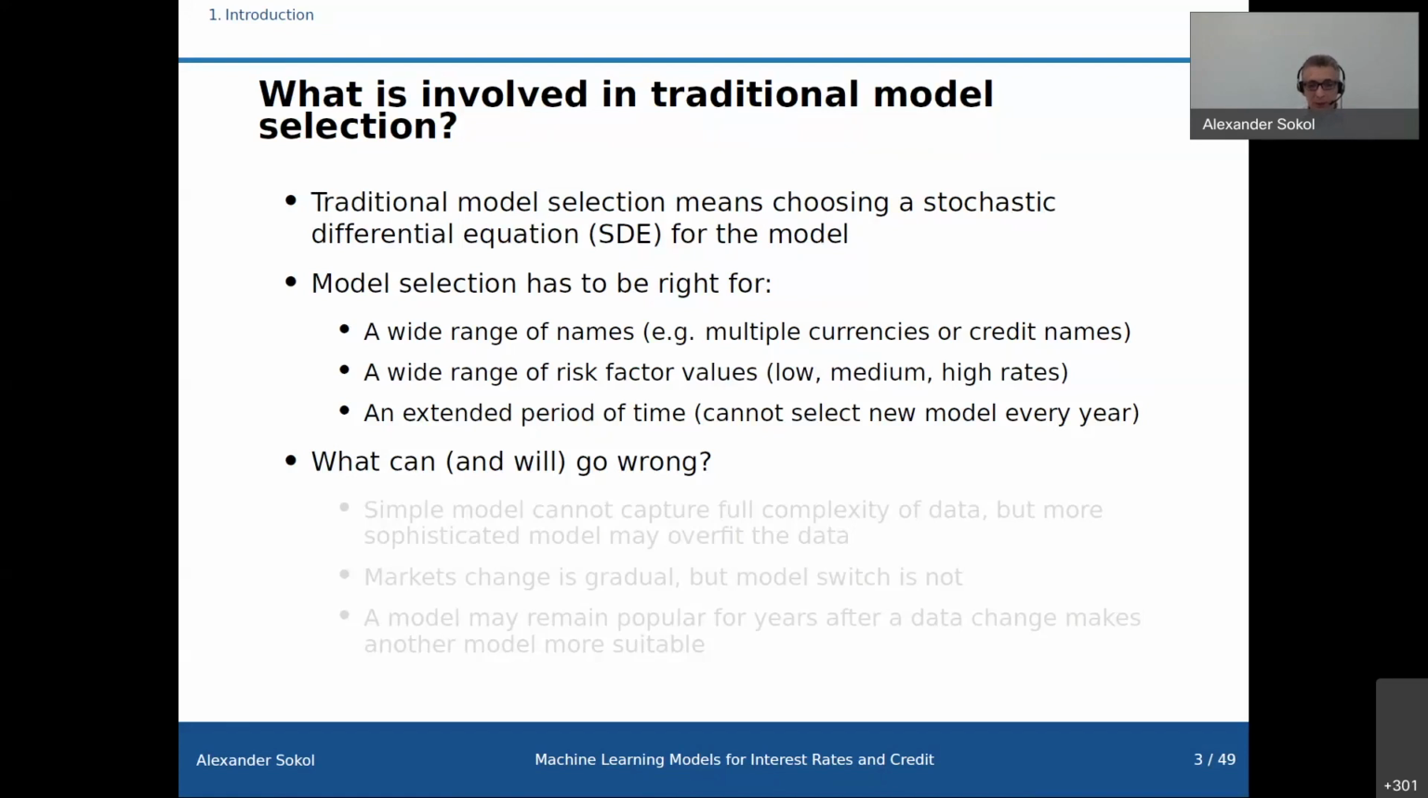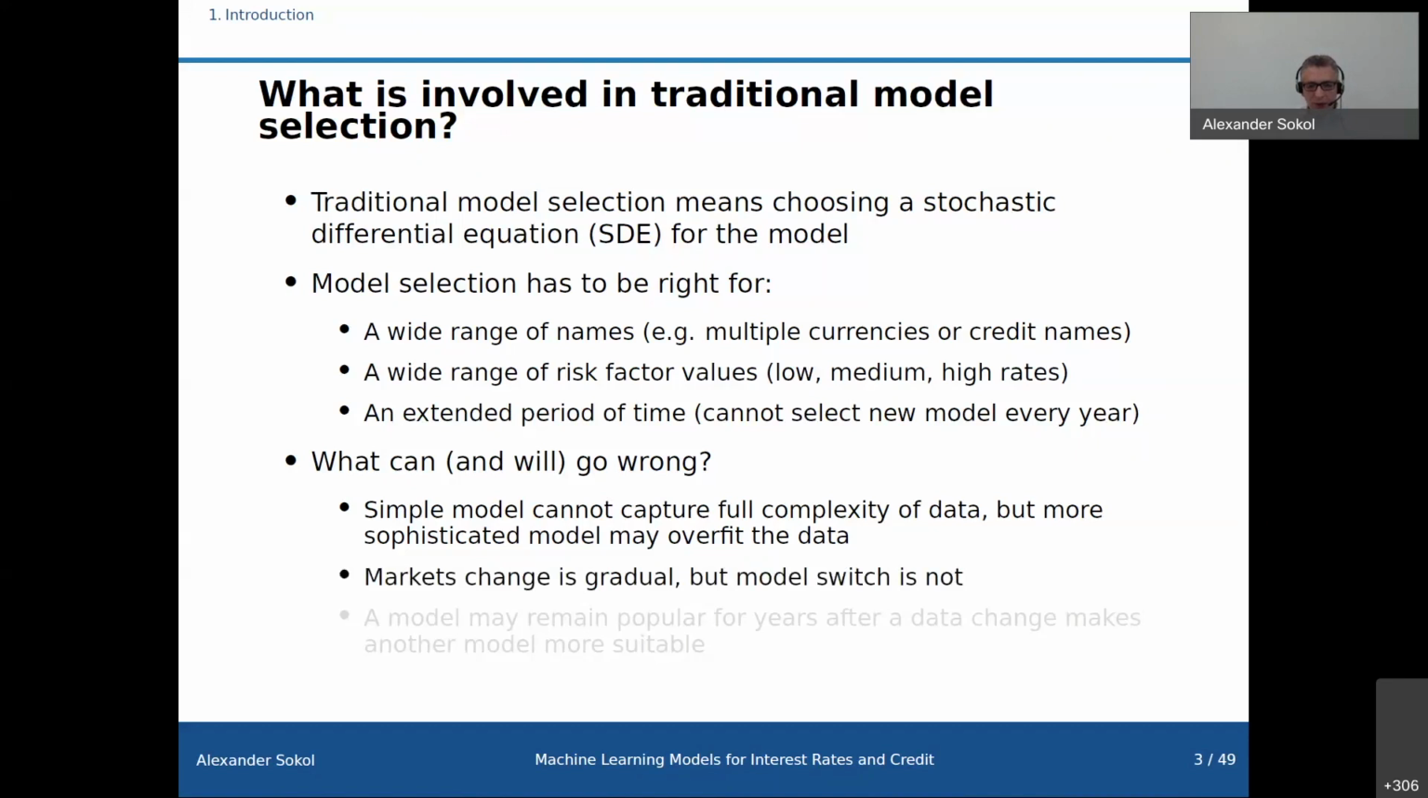Now, what can go wrong with this? And things that can go wrong, usually, as we know, will go wrong. First of all, a simple model cannot capture the full complexity of data, but a more sophisticated model may overfit the data. Right. So in other words, if our equation is simple, it may give predictions for very high rates, very low rates, very long time horizons that are not reasonable. And we may tolerate it because we would like the model to be simple and easy to calibrate. If we try to become more accurate for edge cases, the model has more parameters. It becomes less stable in calibration. So there is a trade-off here.